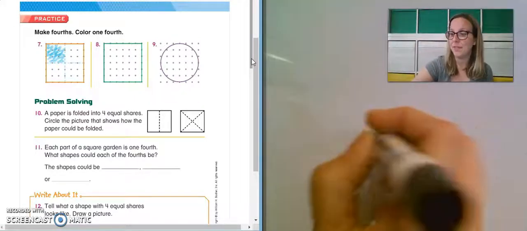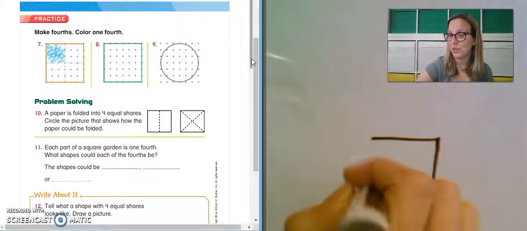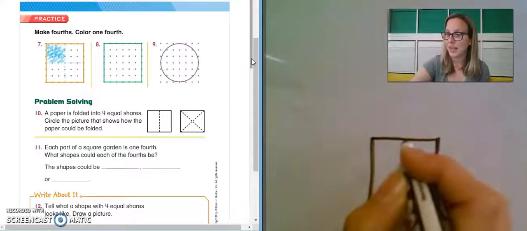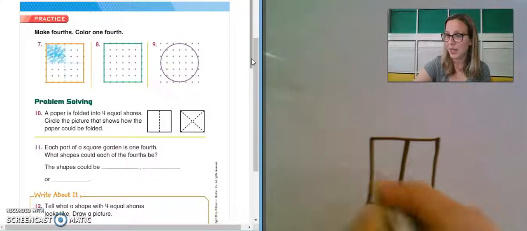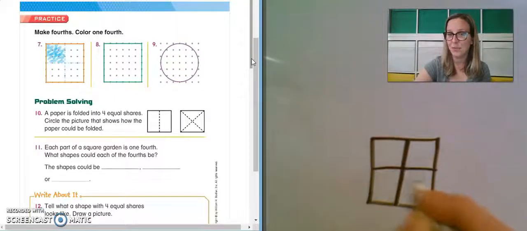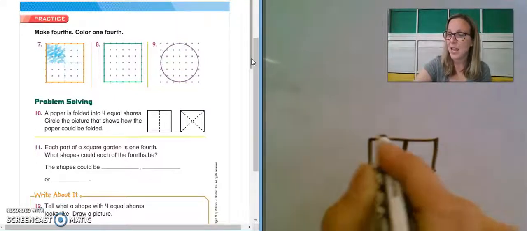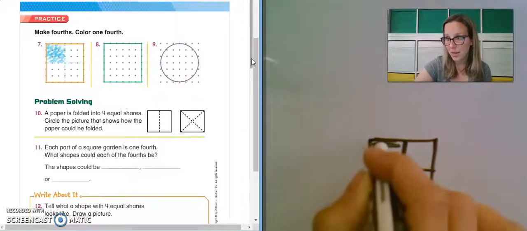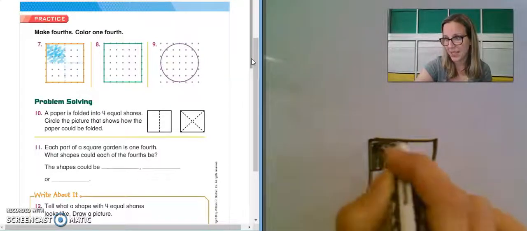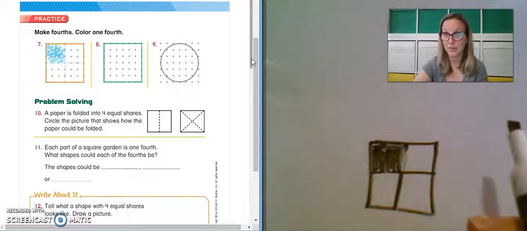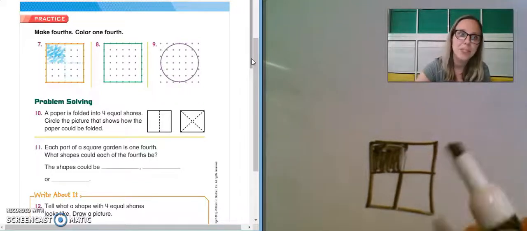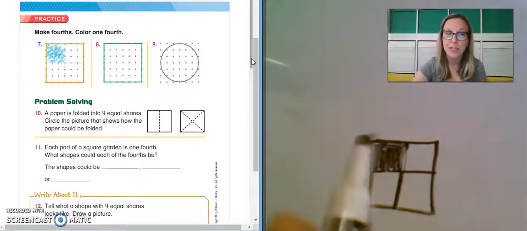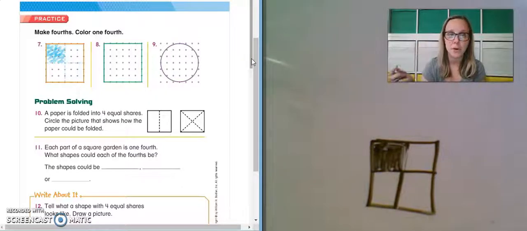So they have the first one done for you. They took the square, they cut it this way and that way so that they had 4 equal sized pieces, and then they colored in 1 piece because that is 1/4. Okay, if you color 2 pieces, that would be 2/4, or 3 pieces would be 3/4. We want you to color in 1/4. And you'll do that for each of the shapes.